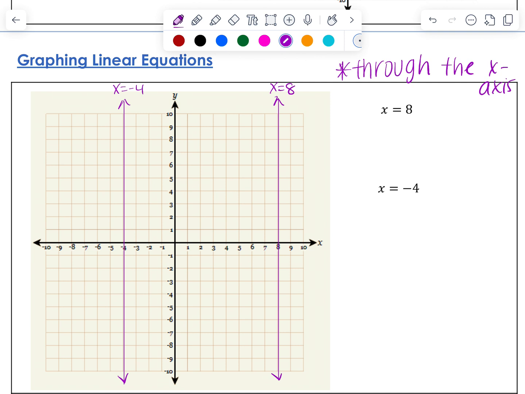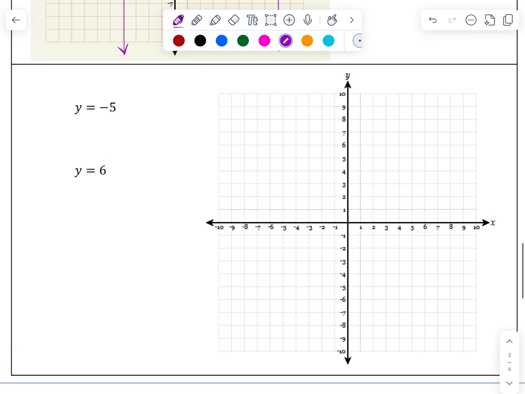Okay, you can't put those in the calculator to check, so it's good to make sure you understand when you see x equals, it goes through the x-axis. And our last set of examples here, you've got y equals -5. So that means it's going through the y-axis. So I'm going down to -5, draw my line going straight across. I'm going to put arrows, y equals -5. And my last example of y equals 6, going through the y-axis at 6 and labeling your line.